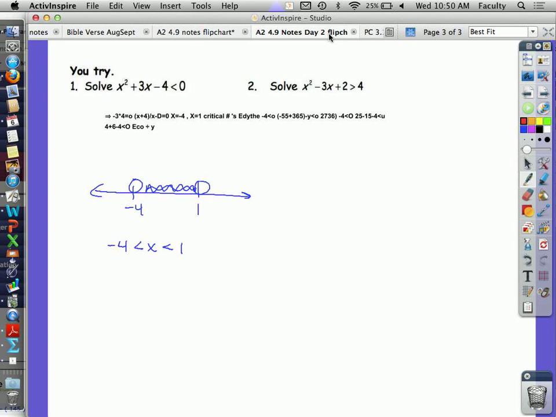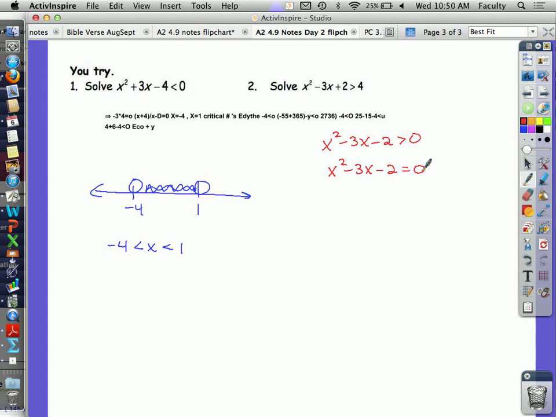It said solve x squared minus 3x plus 2 is greater than 4. So the first thing you're going to do is subtract the 4, and then this one does not factor. Okay, this one does not factor. So, I'm going to actually show you a third way to do this. One way was factoring, a second way was graphically. Now, if it doesn't factor, remember what I told you is we could use the quadratic formula.